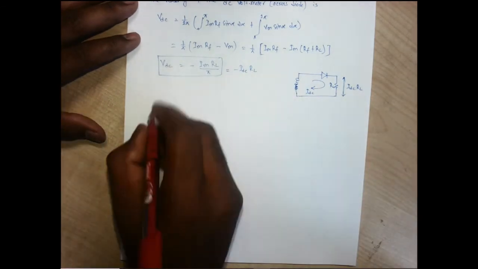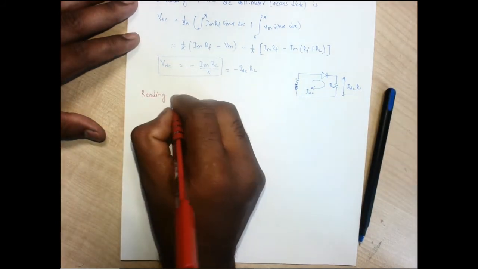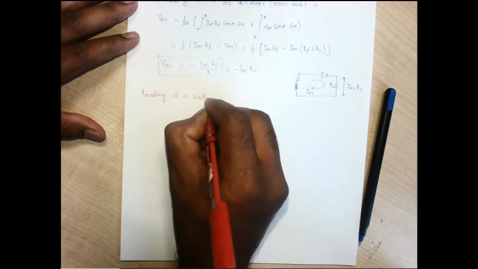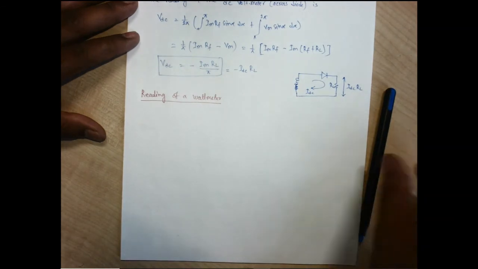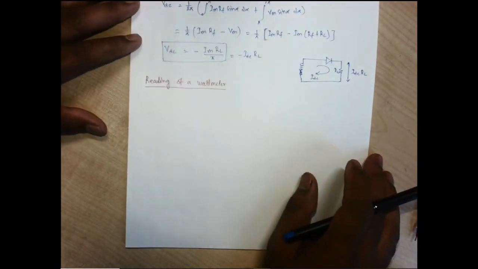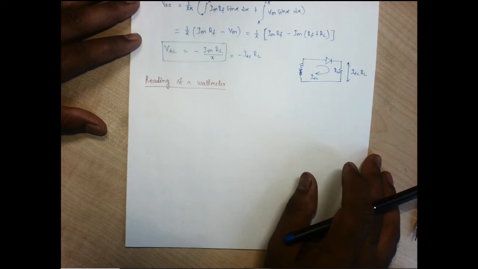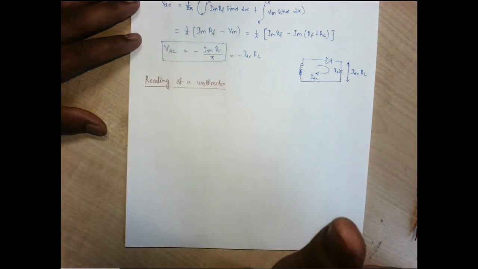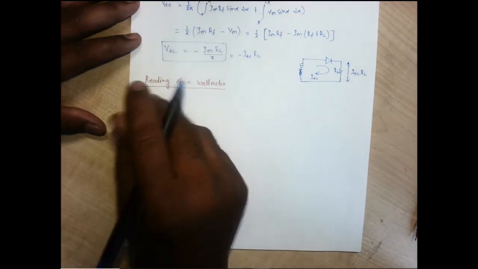So this is up to the voltage. Next, power. Reading of a wattmeter. The wattmeter will indicate the average value of the product of the instantaneous current through its current coil and the instantaneous voltage across its potential coil. That is the description of the wattmeter, no need to go into that. So we need to find out the power.